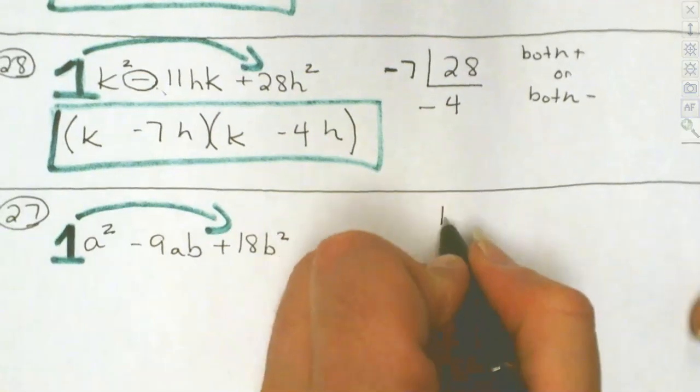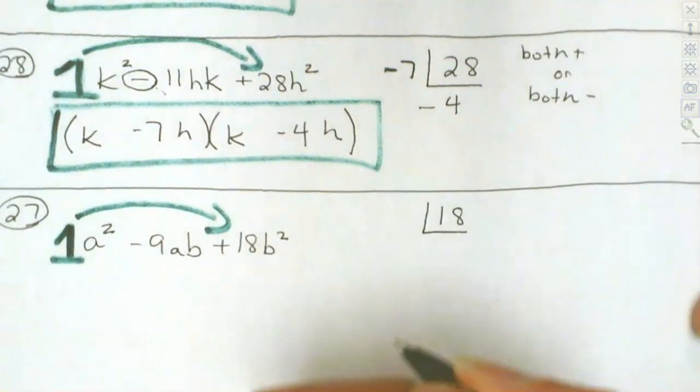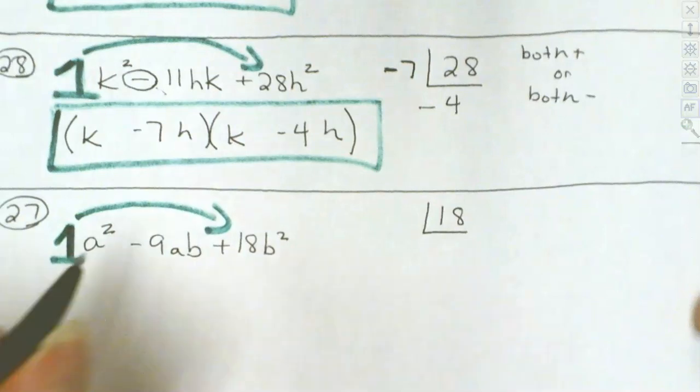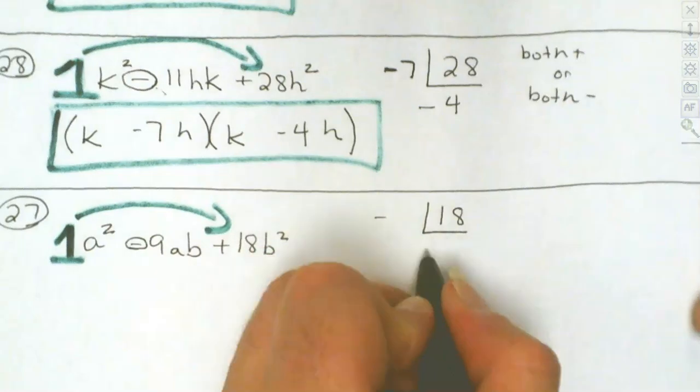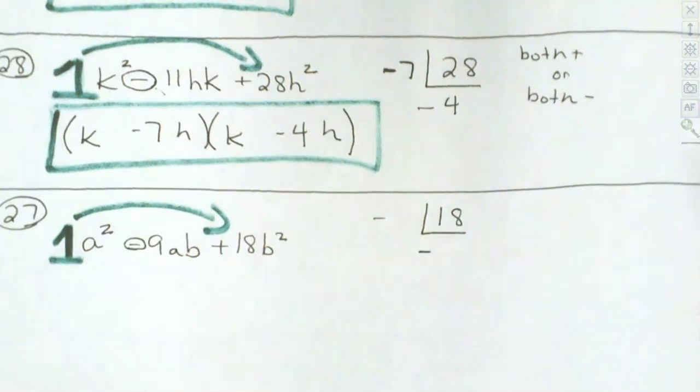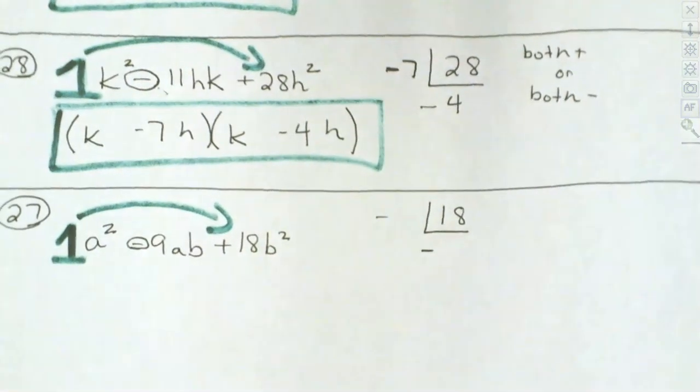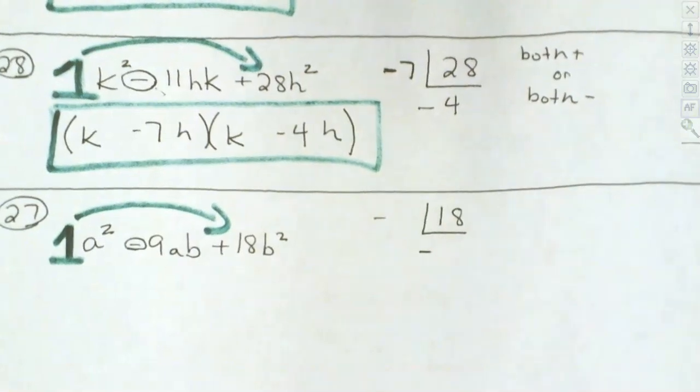1 times 18 is 18. What about the signs? The sign in the middle is negative, so they're both negative. Can anyone come up with the numbers that are going to work here? Multiply together to give you 18, add together now to give you 9. You should be able to hopefully look at these and see the numbers here.